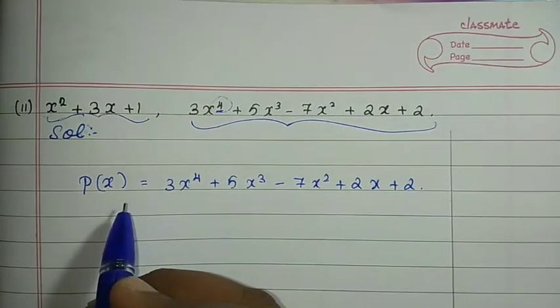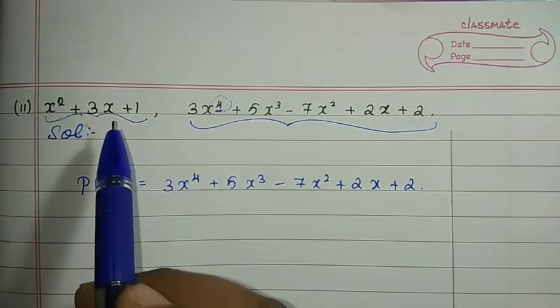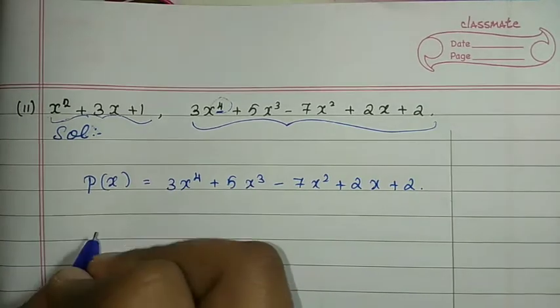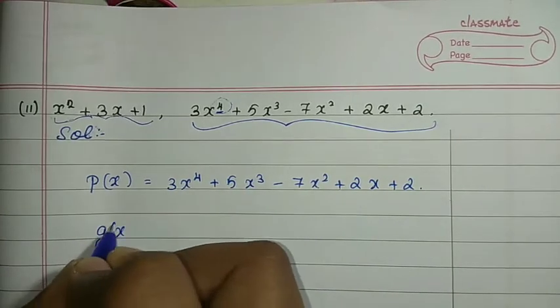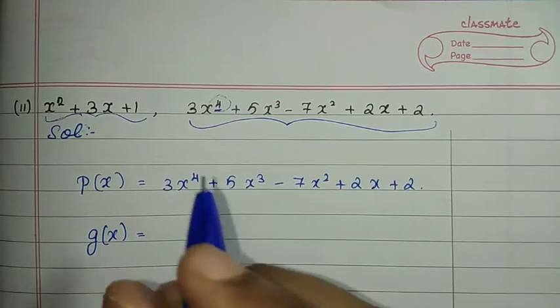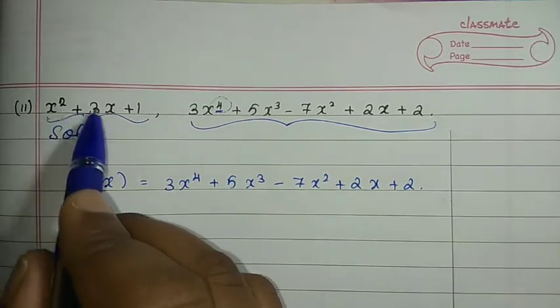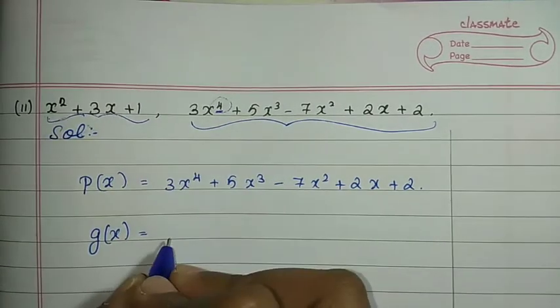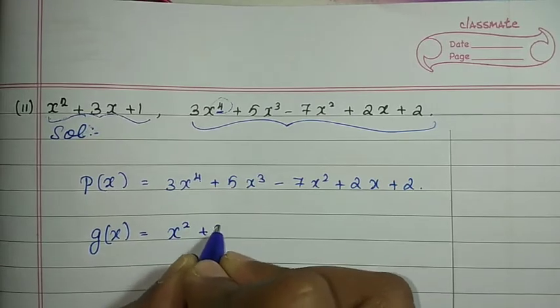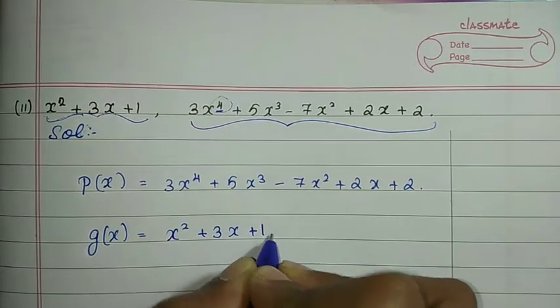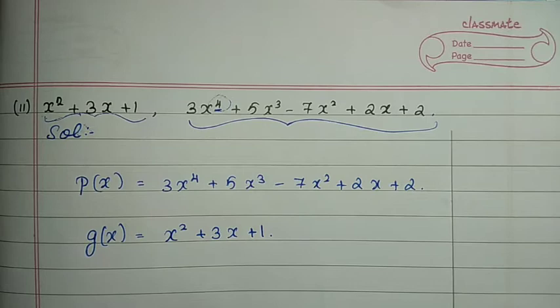You have to write this, because if it is not given in the standard form, you have to write it in the standard form, no? So it is always a must to write this p of x and g of x. Here it is x square, x power 1 is there, so I can write it directly. If not, you have to mention that you are rewriting it in the standard form.